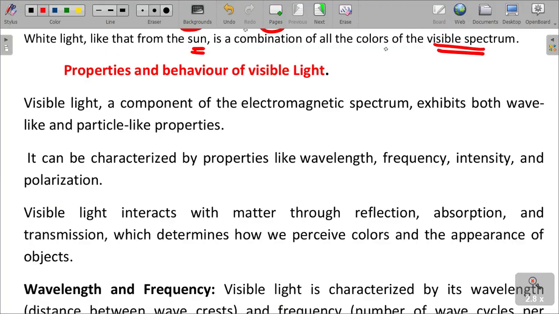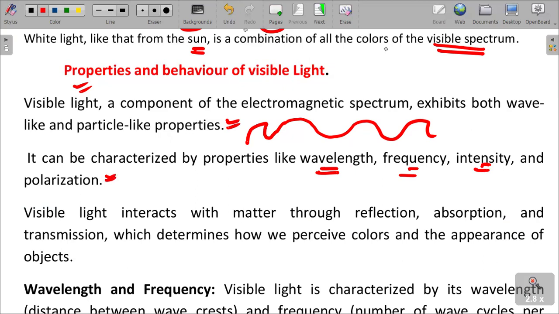Now, the properties and behavior of light. Visible light, a component of the electromagnetic spectrum, exhibits both wave-like and particle-like properties. A wave is a movement with an up and down swing. It can be characterized by properties like wavelength, frequency, intensity, and polarization.